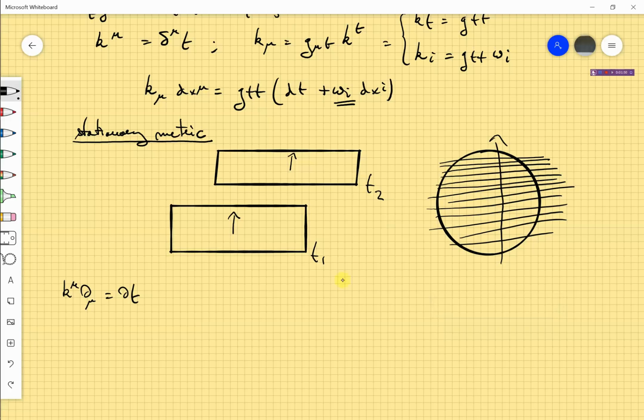The condition for these hypersurfaces of constant time to be normal to k mu is this one. It has to satisfy this. This condition is called hypersurface orthogonality.